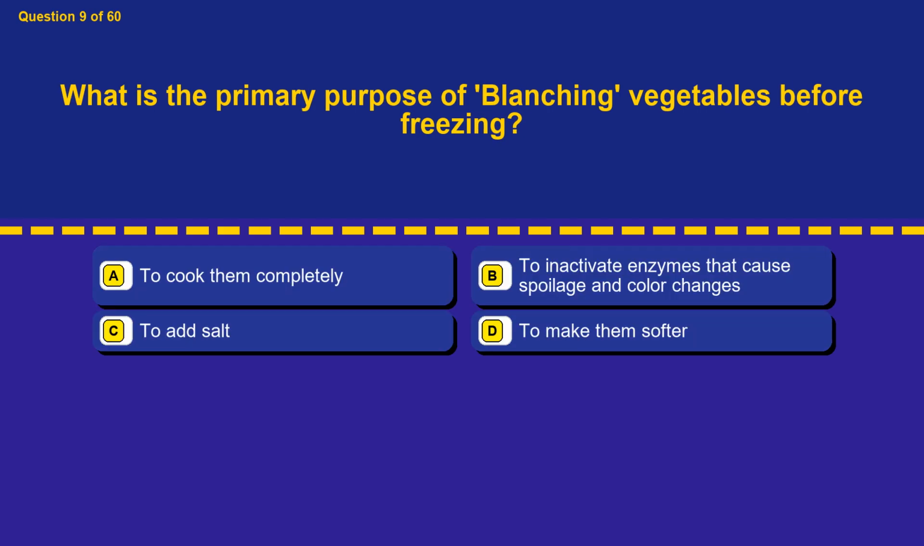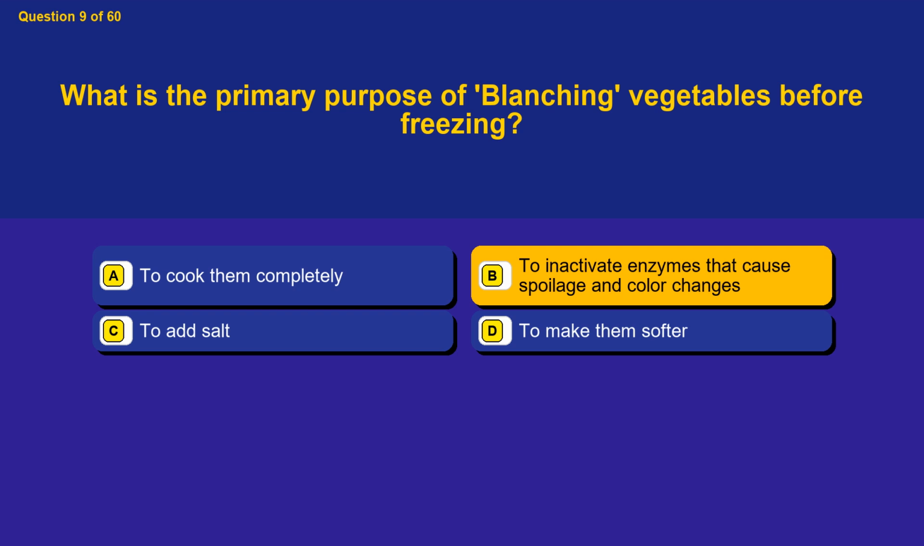Question 9. What is the primary purpose of blanching vegetables before freezing? Option A, to cook them completely. Option B, to inactivate enzymes that cause spoilage and color changes. Option C, to add salt. Option D, to make them softer.